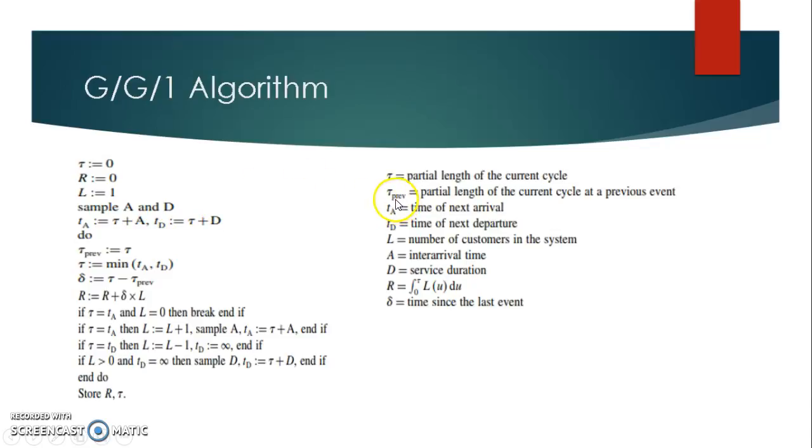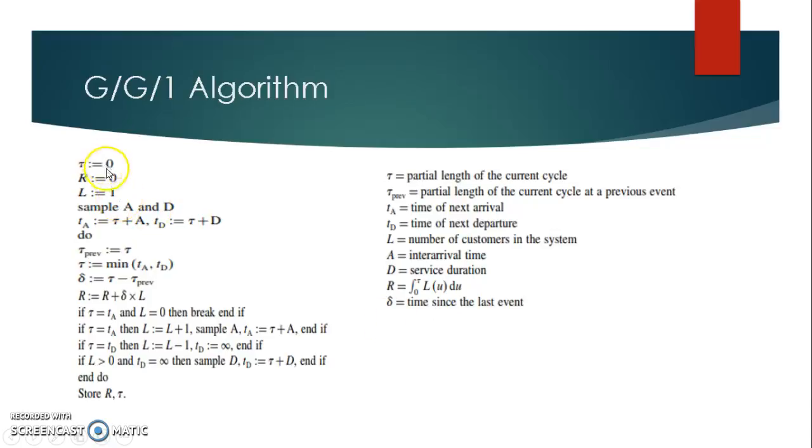Based on this, we also have the T-prev. This is the state in the previous system, the state previously shown. The L is the number of customers in the system, and the L variable is really what we're looking at. We're trying to find the average number of customers in the system. The A is the arrival time, and the D is the service duration, like the departure time. It's how much time the customer takes at the server until it departs. Finally, we have the R, the time from 0 to T, where we're trying to find the expected value of the line from 0 to that T. And D is the time since the last event.